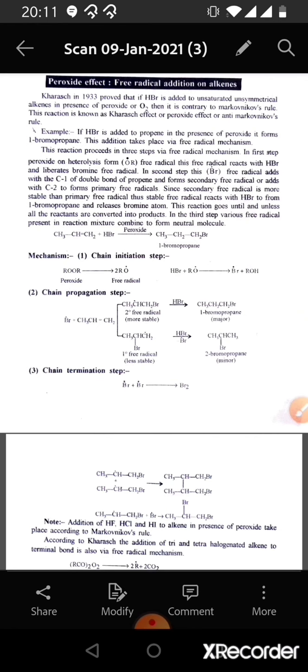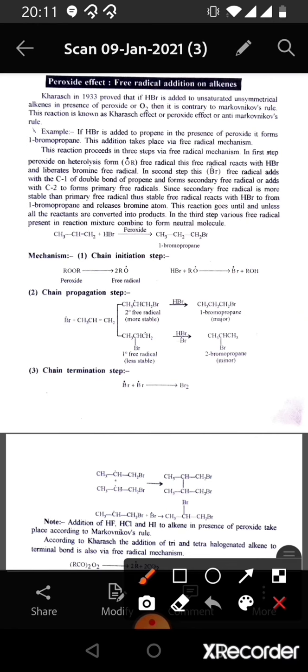The third step is the chain termination step, in which we see here the 2 bromine free radicals combine together to form a bromine molecule. 2 1-bromo-propyl free radicals combine to form 2,3-dimethyl 1,2-dibromobutane, or 1-bromo-propyl free radical combines with 1 bromine free radical and forms 1,2-dibromopropane.